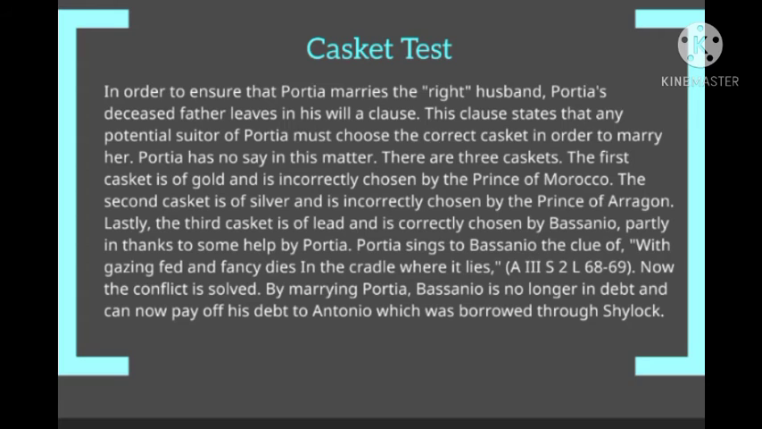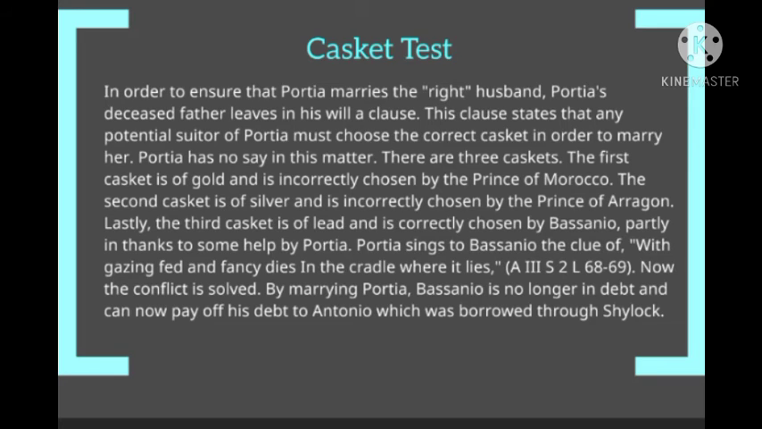There are three caskets. The first casket is of gold and is incorrectly chosen by the Prince of Morocco. The second casket is of silver and is incorrectly chosen by the Prince of Aragon. Lastly, the third casket is of lead and is correctly chosen by Bassanio, partially in thanks to some help by Portia. Portia sings to Bassanio the clue of, "With gazing fed, and fancy dies, in the cradle where it lies." Now, the conflict is solved.